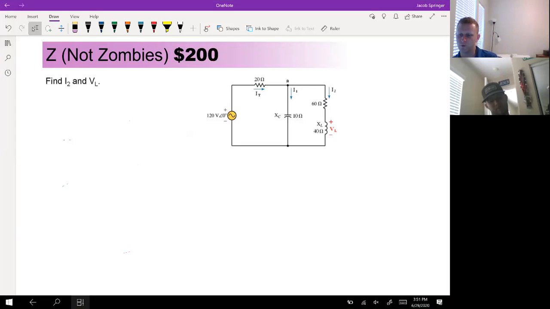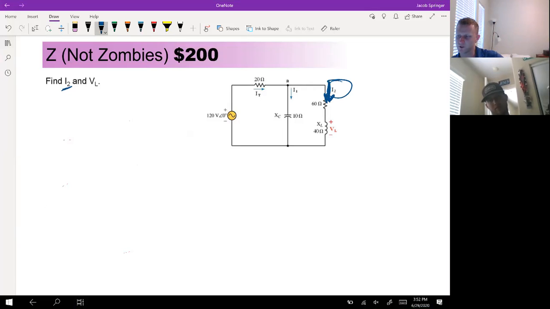Okay, for these Z problems, which are probably the ones that you need the most analysis for, because there's multiple ways to do it. Like that video, the first thing you want to do is look at it, to make sure you know what you are given and being asked. Well, in this case, I'm trying to find I2. Where is I2? Here's I2.